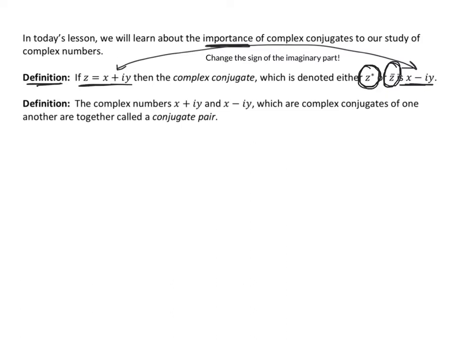There's one other definition. I don't use this one nearly as often, but it's still a good one, and that's the definition of a conjugate pair. If you take a complex number and its conjugate, those are conjugates of each other, and together you refer to them as a conjugate pair. The rest of this video is going to be devoted to working with these and seeing what properties these complex conjugates or conjugate pairs have.